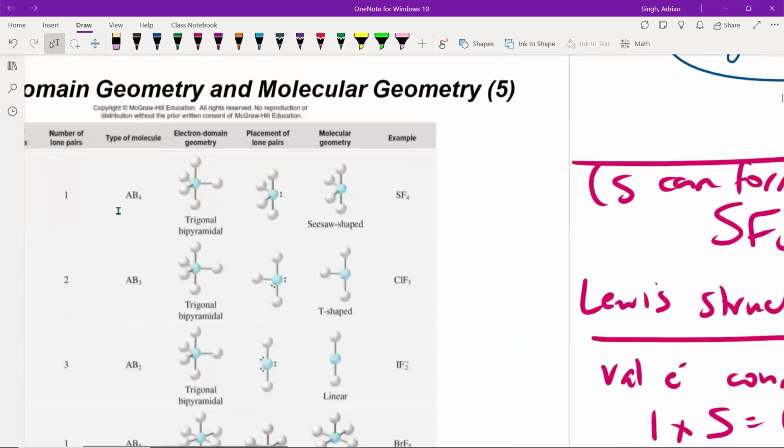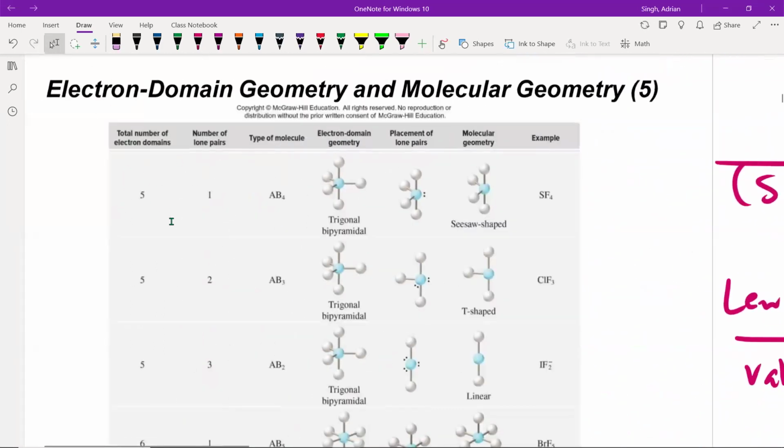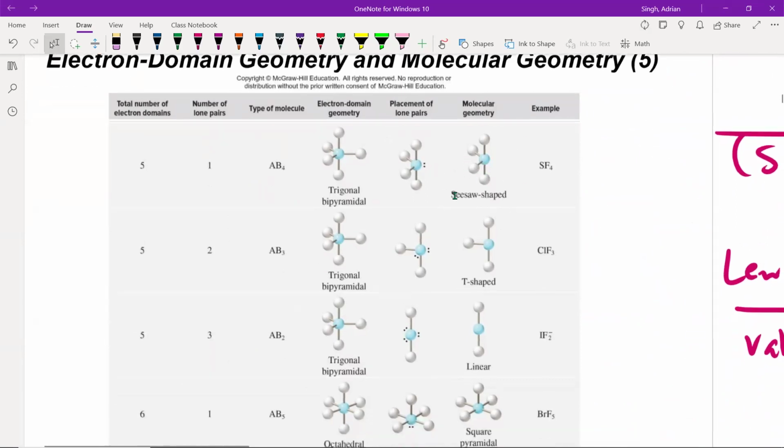Right, so you have your 5 electron domains, 1 lone pair. So one of those positions being a lone pair, the molecular geometry then becomes the seesaw. If we had a second lone pair out of the total electron domains, that second lone pair will also occupy an equatorial position. And in this case now, the shape would look like a T, and we call it a T-shaped position.